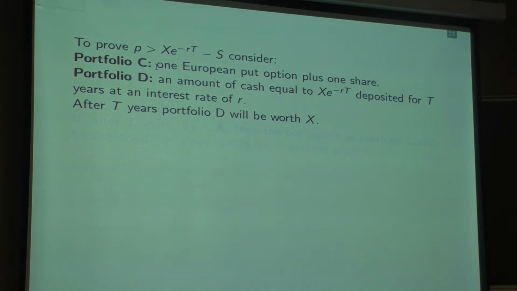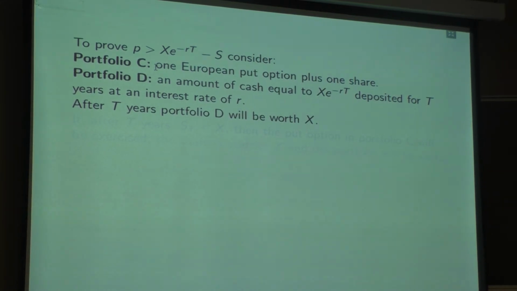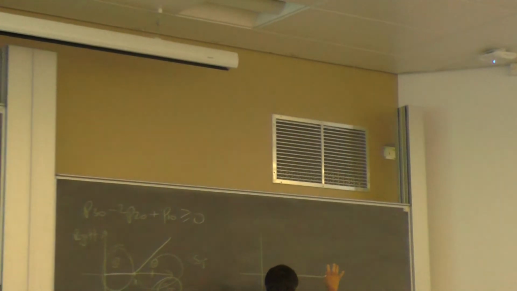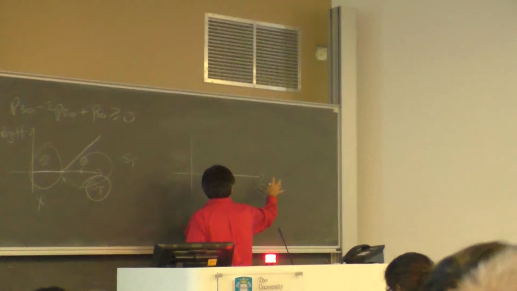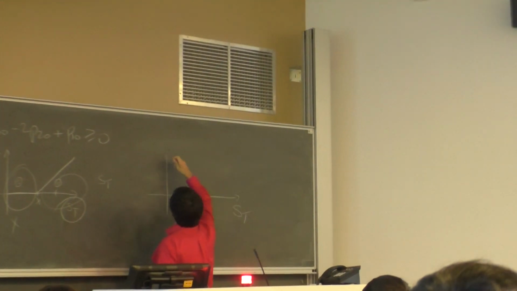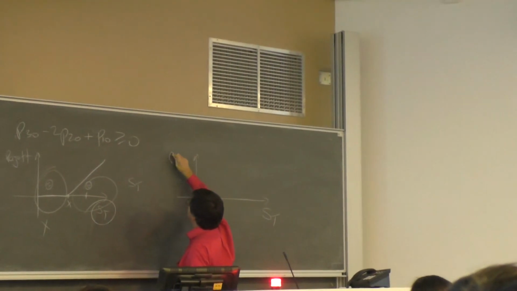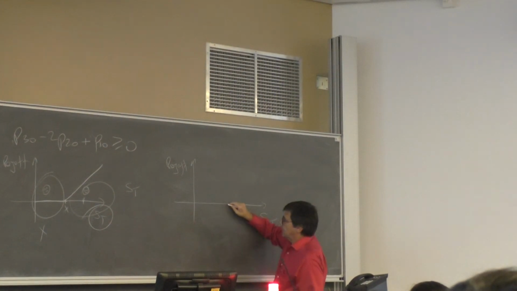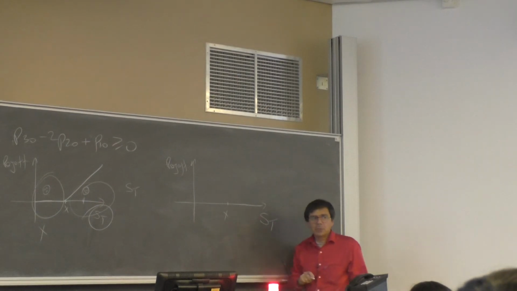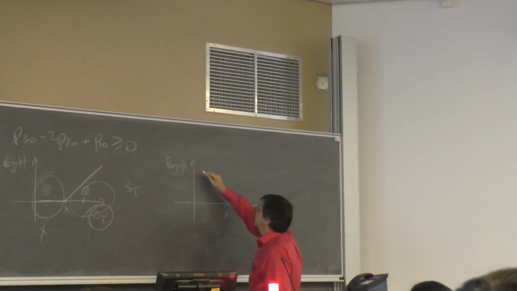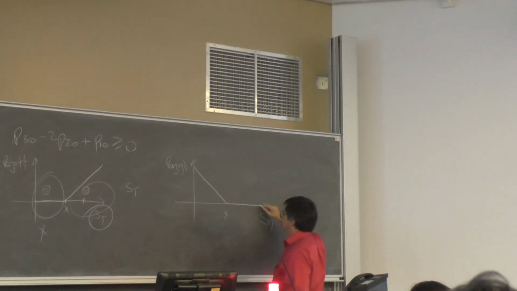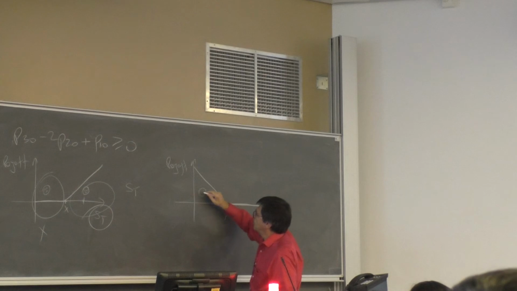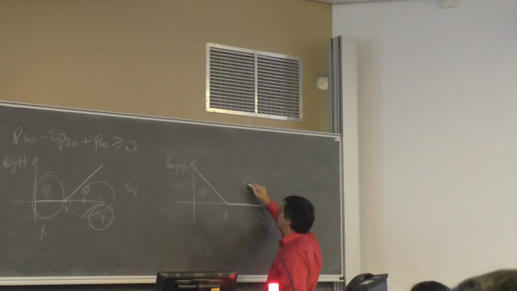So let's remember now, what do put options do for us? So I'm plotting a payoff function, with the underlying asset price at expiration on one axis and the payoff on the other. And we said, if this is the strike price of your put option, the payoff is going to look like this. So now this is the happy zone, and this is the sad zone.